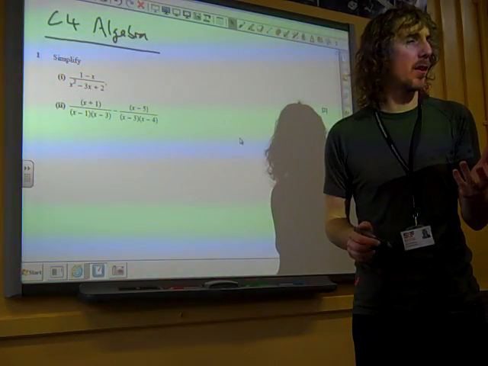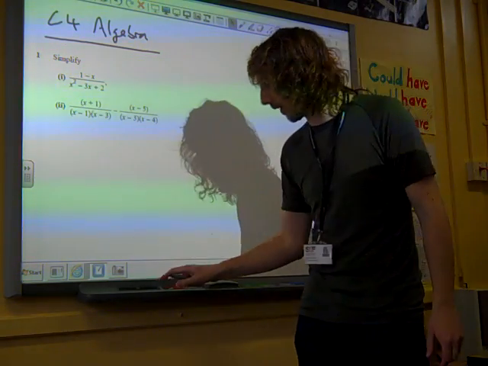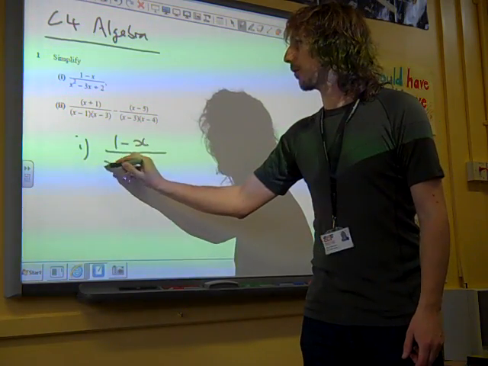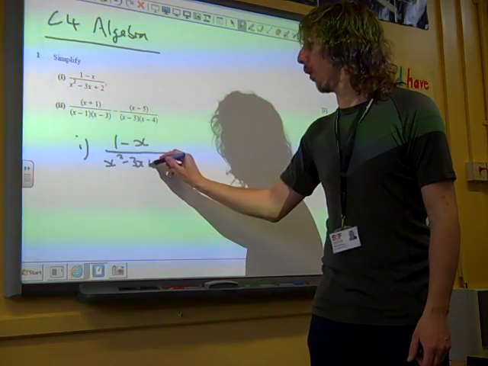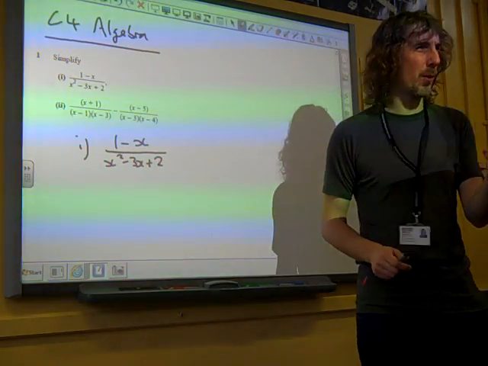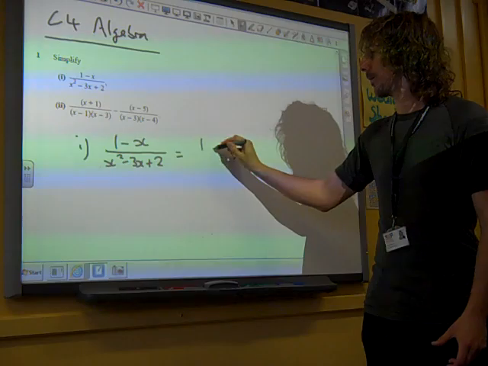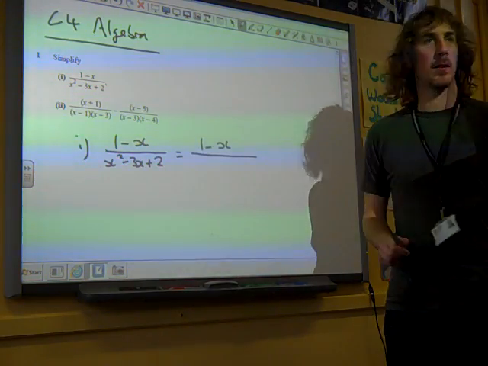This algebra bit, the first part says, simplify the expression (1 minus x) over (x squared minus 3x plus 2). All we need to do, we know what to expect with these, is factorise the bottom line of the fraction.